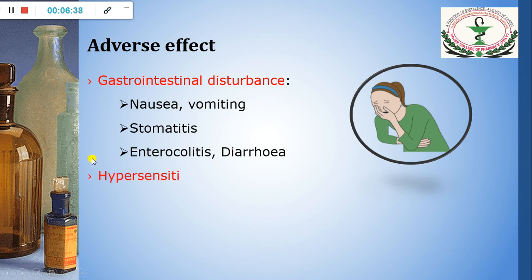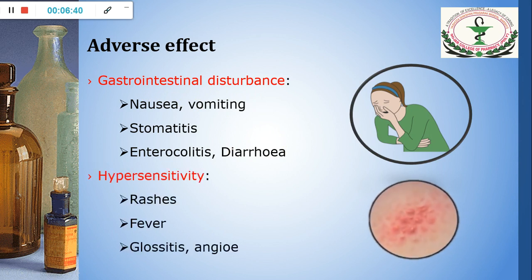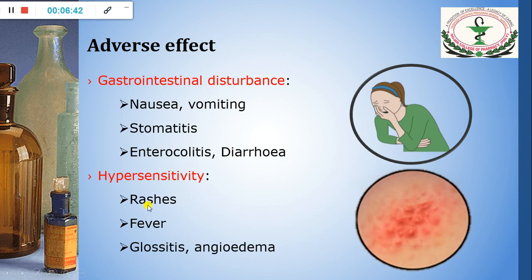Next, some patients show hypersensitivity, so they will show rashes, fever, glossitis and angioedema. The patients who are sensitive to chloramphenicol are contraindicated, meaning the drug is not given to such patients, and this reaction may produce rashes, fever, glossitis and angioedema.